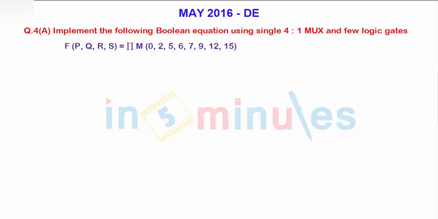In this presentation we are going to see a question asked in the May 2016 paper. In that paper the question asked on the multiplexer is: implement the following Boolean equation using a single 4:1 mux and few logic gates. As you have seen, the given function is of variables P, Q, R, S and it's a POS form equation. So this is particularly identified as a POS form, that is nothing but the product of sum.